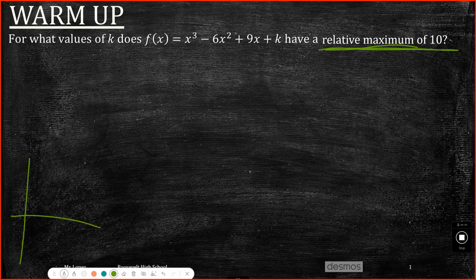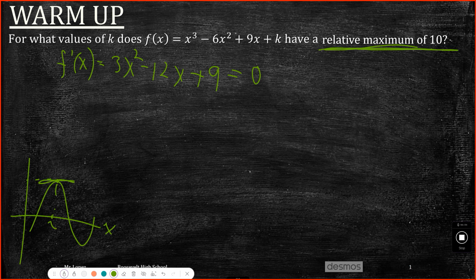On the graph of f, a relative max is because it has a slope of what, 0, no? So if we got f, we got to take the derivative, set it equal to 0, f prime of x equal to 0. So f prime of x is 3x squared minus 12x plus 9 equal to 0, to find what x value gives you a slope of 0. So what would be this x value?